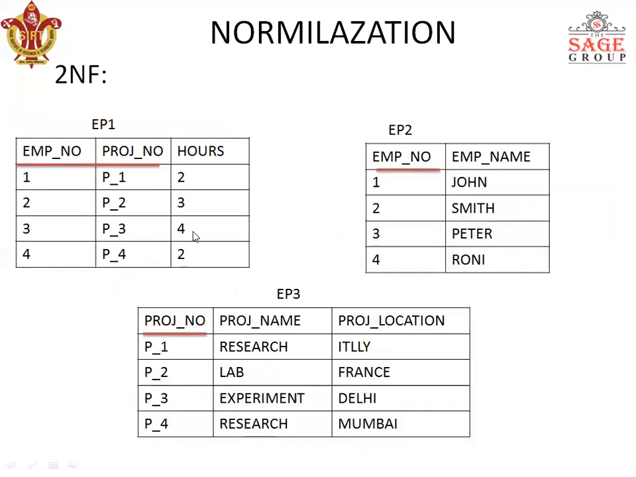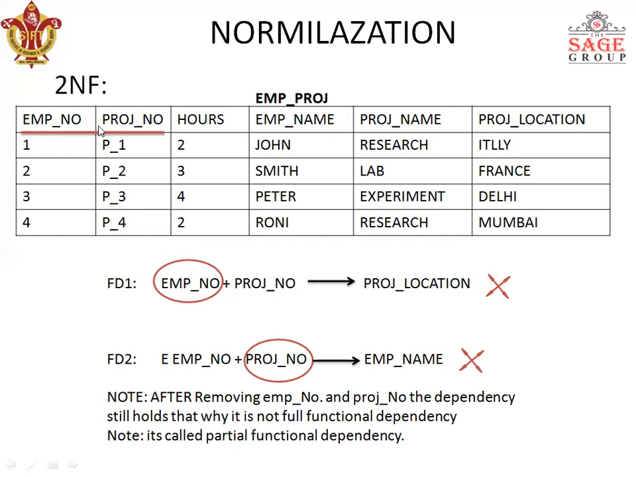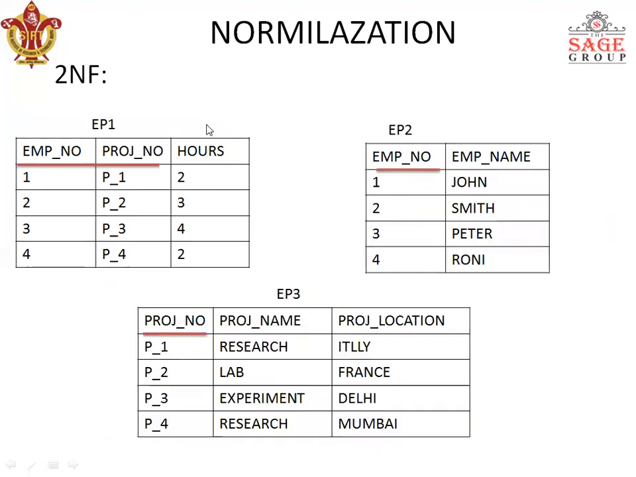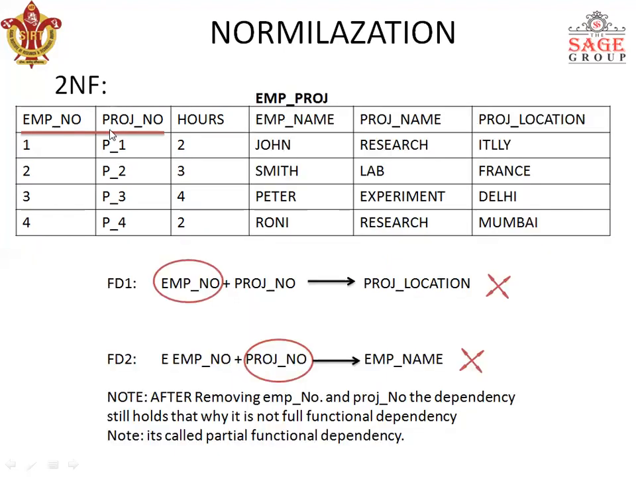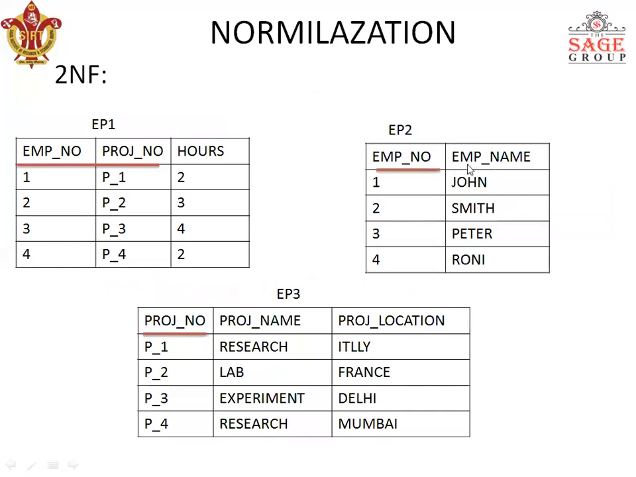In the previous example, with employee number, project number and hours, we made one table, that is the employee project relation. We made another table, an employee table, with employee number and employee name. And the third table is project number, project name and project location. So we have broken down this table.